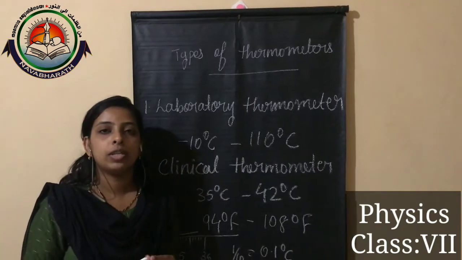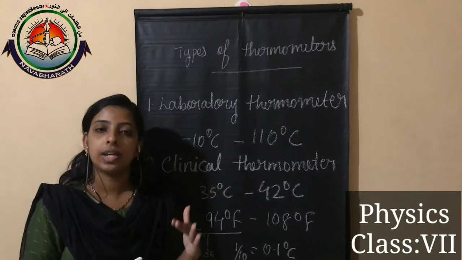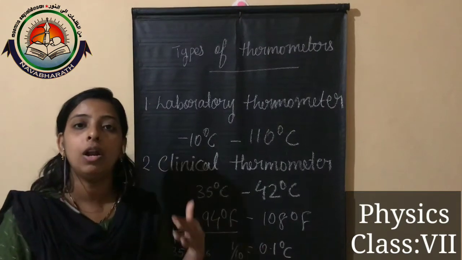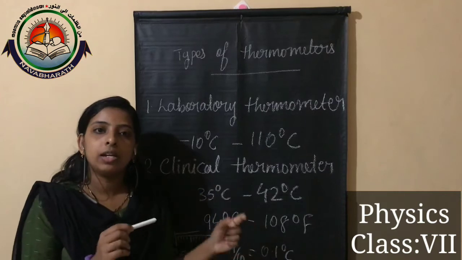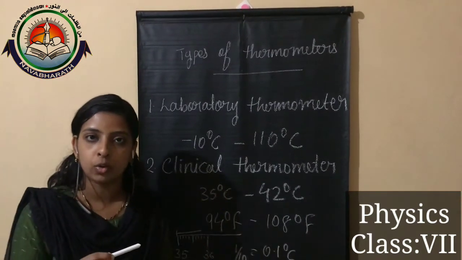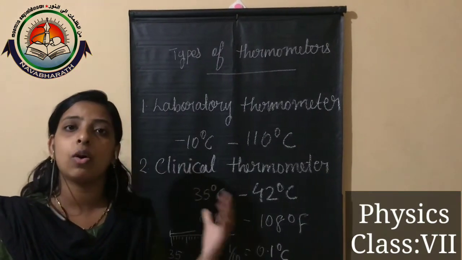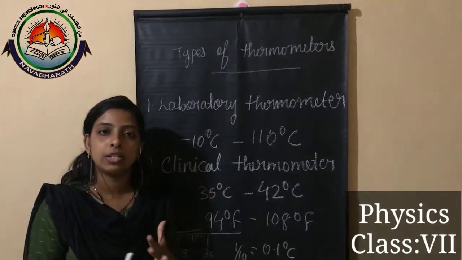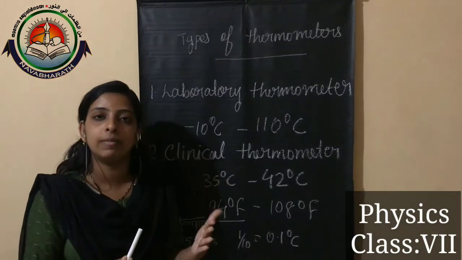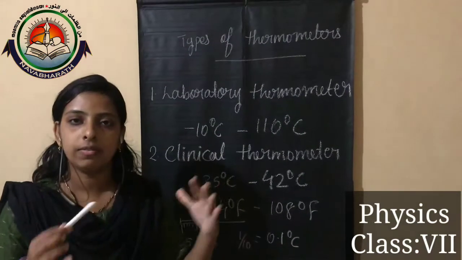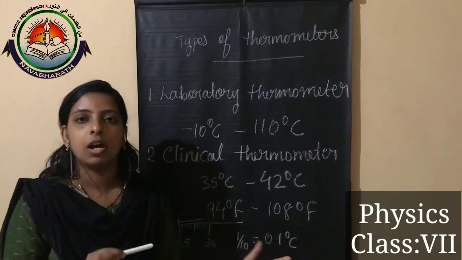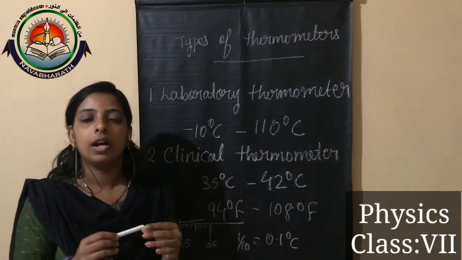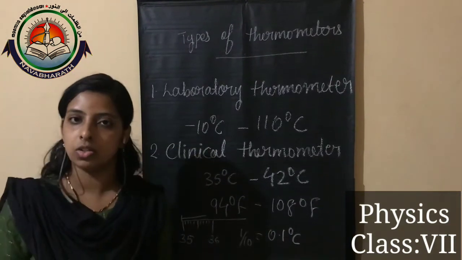And one more thing to remember: nowadays digital thermometers are also available in hospitals. But why? Because the thermometric liquid here is mercury, and mercury is toxic, like poisonous in nature. If there is any breakage of the thermometer, it is dangerous. To avoid these kinds of unfavorable situations, we can use a digital thermometer, and we can easily get the values with it.